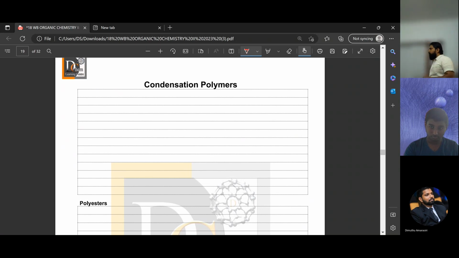Further point: small molecules such as water or HCl are produced as byproducts.